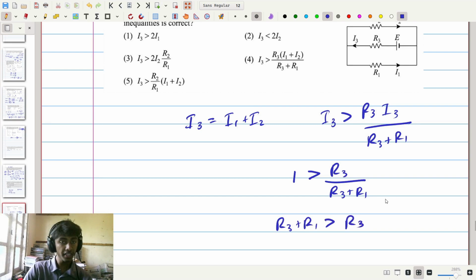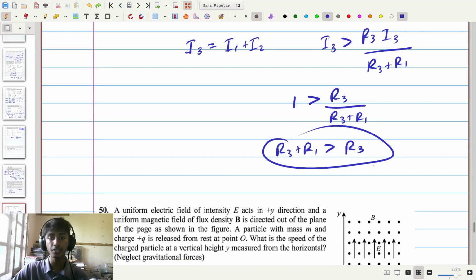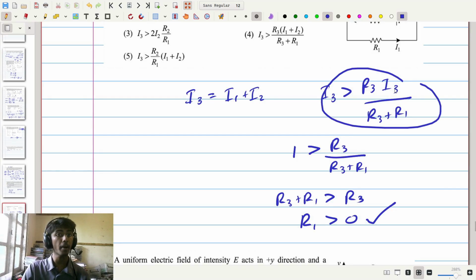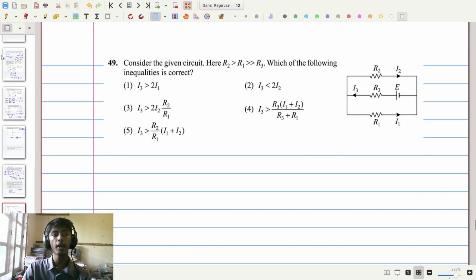Now since R3 and R1 are both positive, if we subtract R3 from both sides, we get R1 being greater than 0, which is a true statement. And therefore, the original inequality must have also been true. So if you do it like that, you'll get answer number 4 as the correct answer.